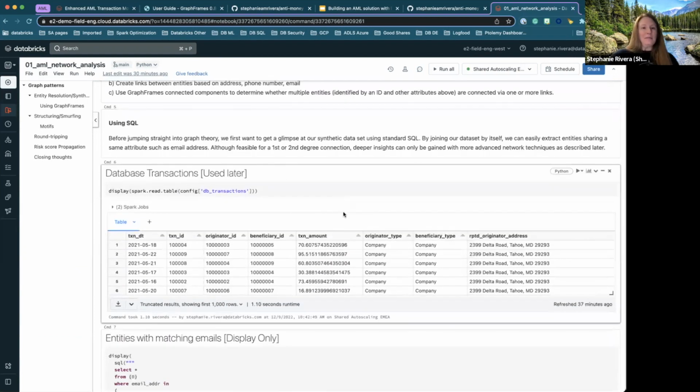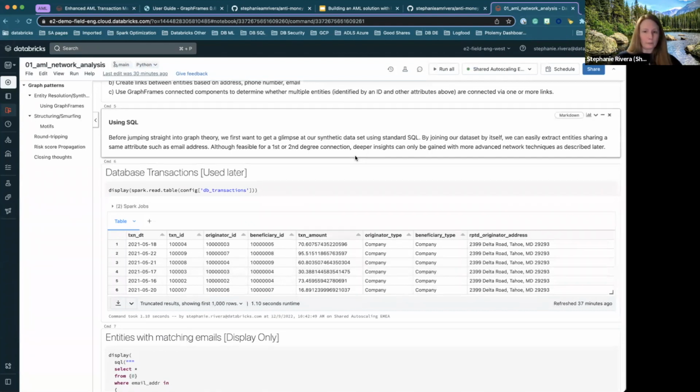Okay. So a lot of times we want to do our analysis using SQL. This is actually a lot easier to do with Graphframes, which is kind of the point of discussing SQL here. Here's what our data looks like. We can use SQL to easily display what our database of transactions looks like. This is actually data that's used later. We won't use this in the synthetic identities section.